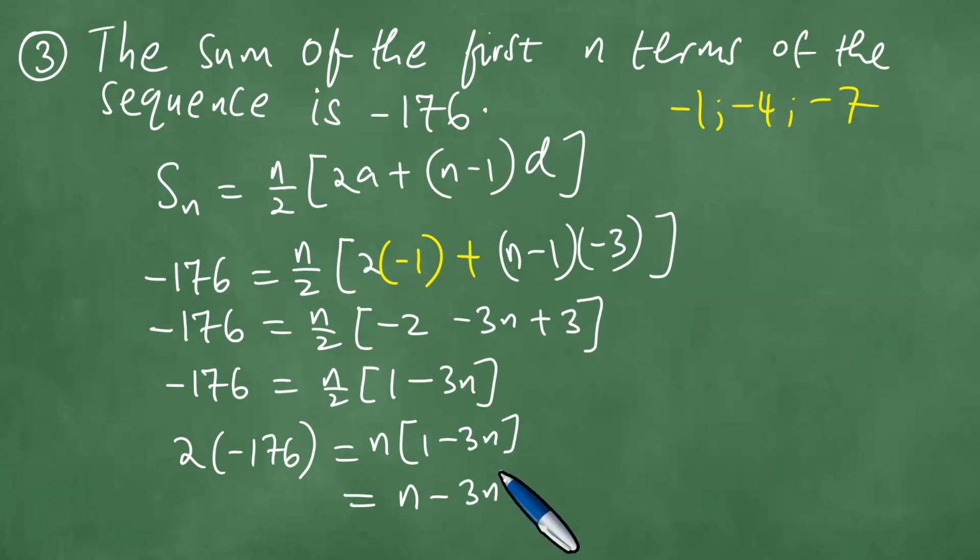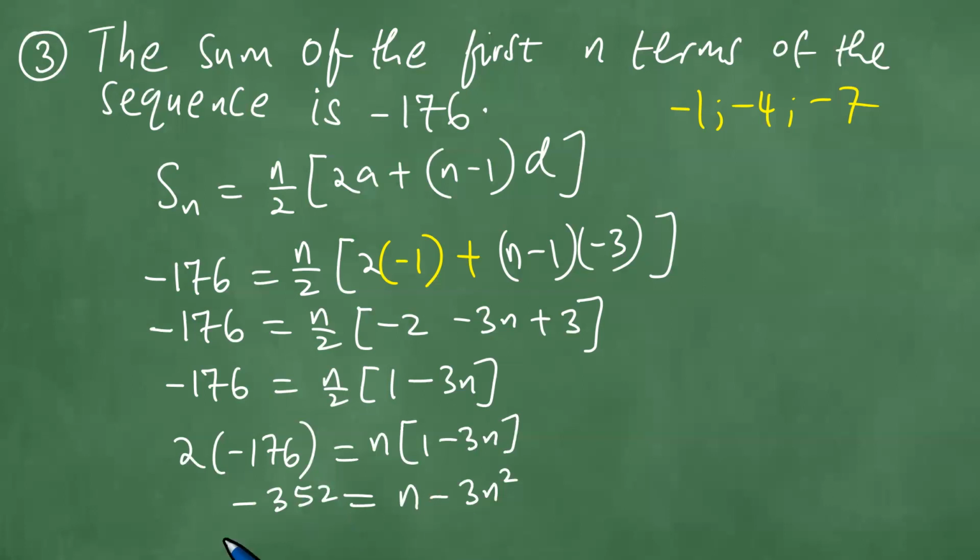N minus 3n squared. Okay, so we have 2 times 176. What is the result? We just need to do some basic calculation. 2 times 176 is 352. Well done. Good. So therefore, in part 3, we have minus 352. Right, so we have minus 352 is n minus 3n squared.